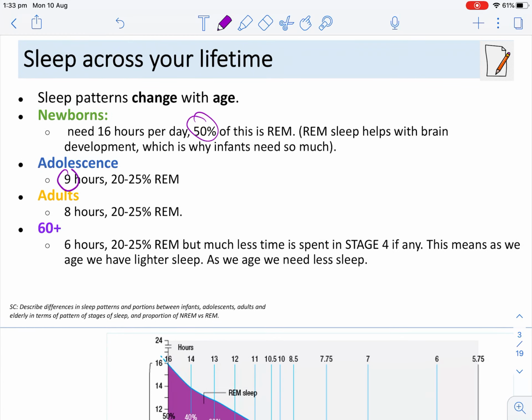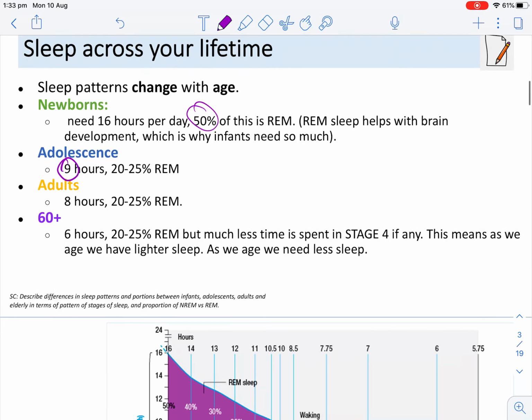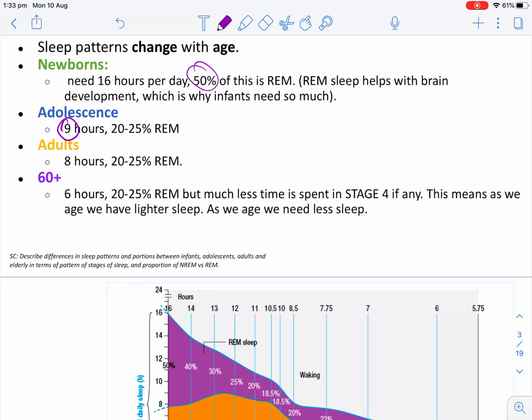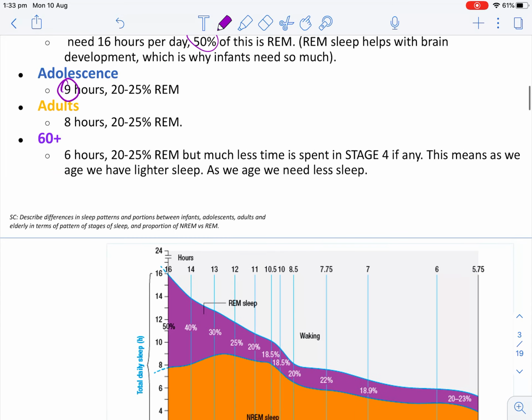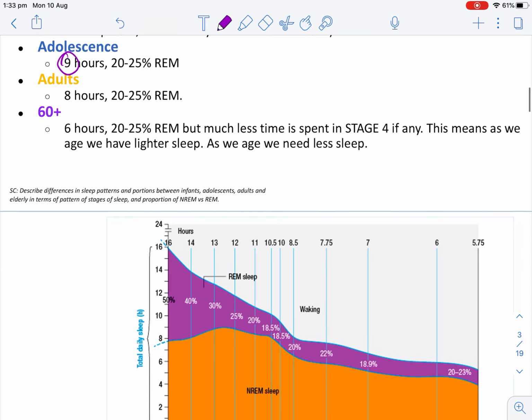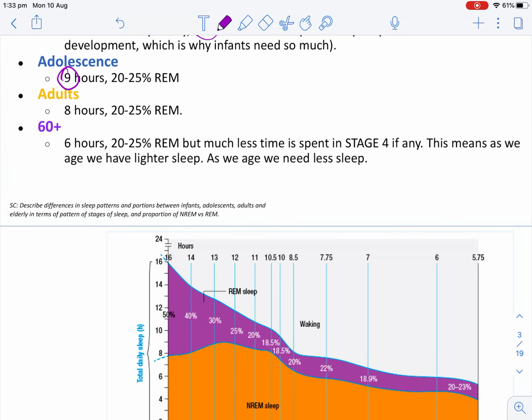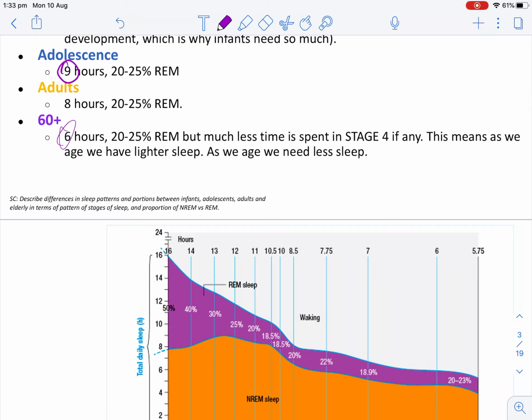Adolescent, so typical adolescent needs 9 hours sleep with 20 to 25% of that being REM, and adults 8 hours with 20 to 25% being REM as well. People over the age of 60, so elderly, 6 hours of sleep with 20 to 25% being in REM. However, there's a lot less time spent in stage 4, if any. So as we age, we have lighter sleep, and as we age, we need less sleep. So think about it like that.